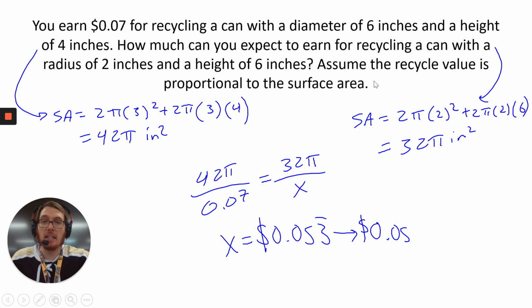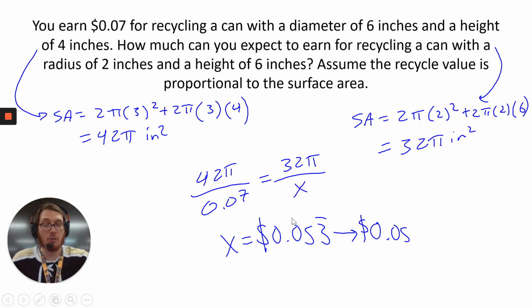It says the recycling value is proportional to the surface area. Now, typically these things are done by weight, because you can crush the aluminum and reuse it and things of that nature. But this is saying it's proportional to the surface area that I have. So for the 42 pi square inch can of surface area, I get 7 cents, which may not seem like a lot, but it adds up over time, should equal 32 pi over x.